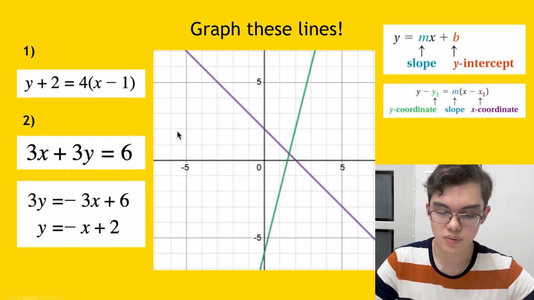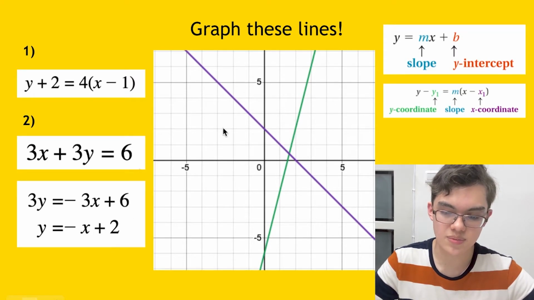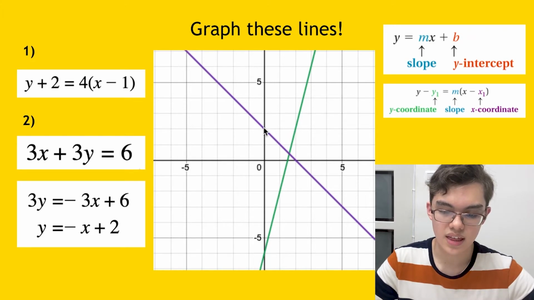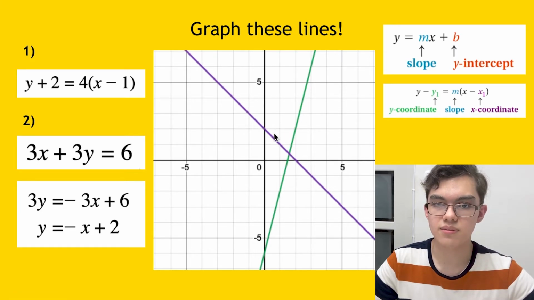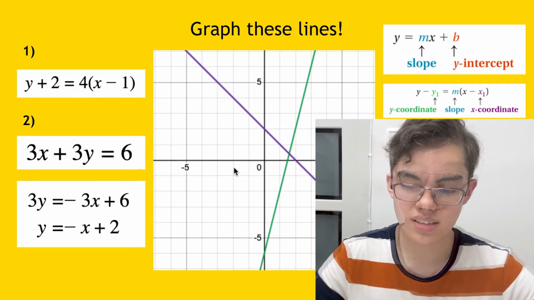So we know that our b, our y-intercept, is 2 in this equation. So our line intercepts the y-axis at 2. And we know that the slope is negative 1. So we go over 1 and down 1, 1 over negative 1, rise over run. That's going to look like that. And so those are our 2 points, and we can graph a line through it, and it looks like that.